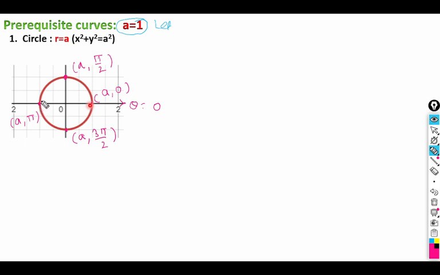If you are in the xy plane, it is (-a, 0) because minus a is x and y is 0. But in polar, this length is a only. The length is a on the line theta equal to pi. So what we do generally is, suppose we have to evaluate some double integral over this circle.